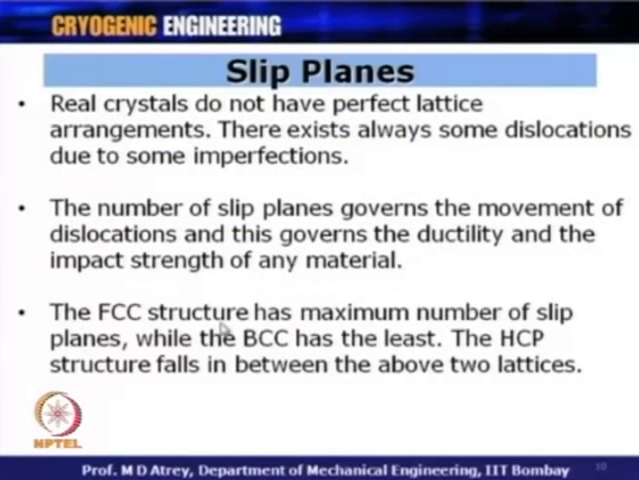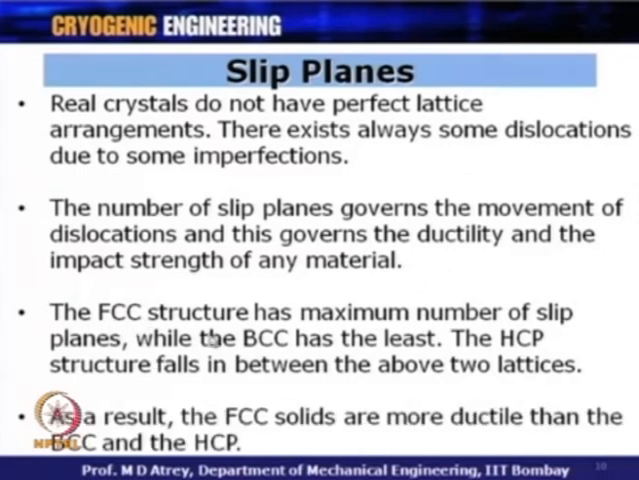What we found was that the FCC structure has the maximum number of slip planes, while the BCC structure has the least. The HCP structure falls in between the above 2 lattices. What does this mean? It means that FCC solids are more ductile as compared to BCC and HCP. So, FCC we can call the most ductile material, followed by HCP, followed by BCC, based on the available slip planes in which direction the dislocations can move.